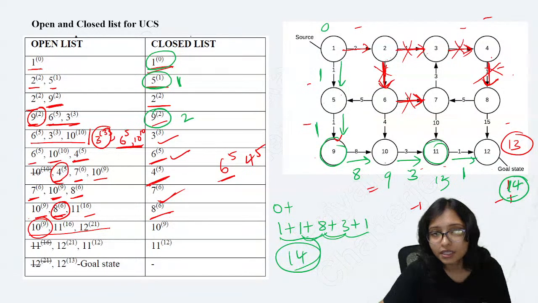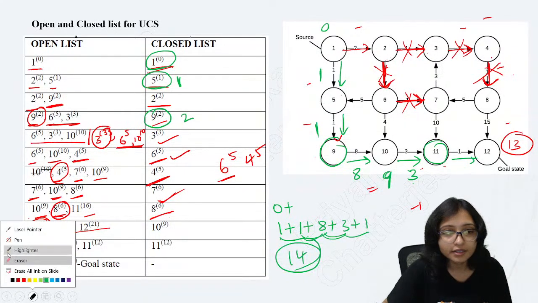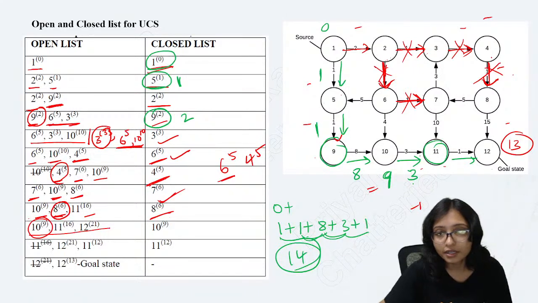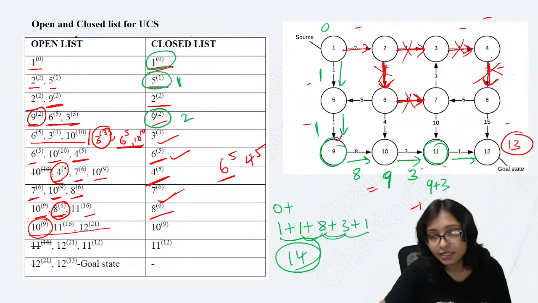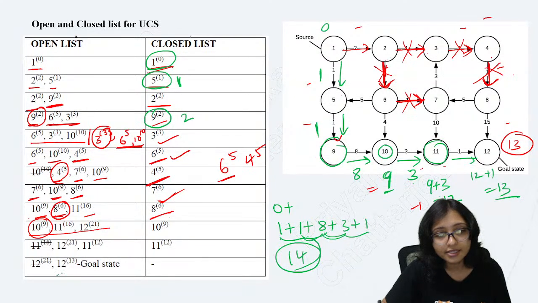Here the mistake is, this was 9. 9 plus 3 will be not 9 plus 3 will be 12, right? Here I did a mistake. Here it will be 9 plus 3, that is 12. I took this 10, but 10 was not the value. 9 was the value. So 9 plus 3 will be 12. Then 12 plus 1 will be 13. So that's why the answer is 13 here.